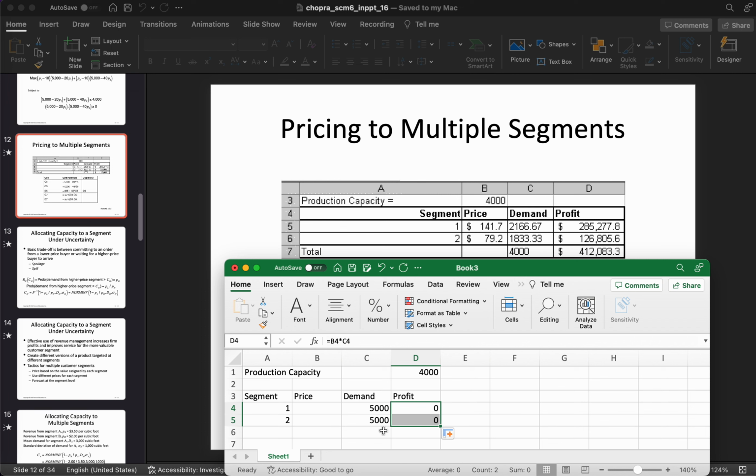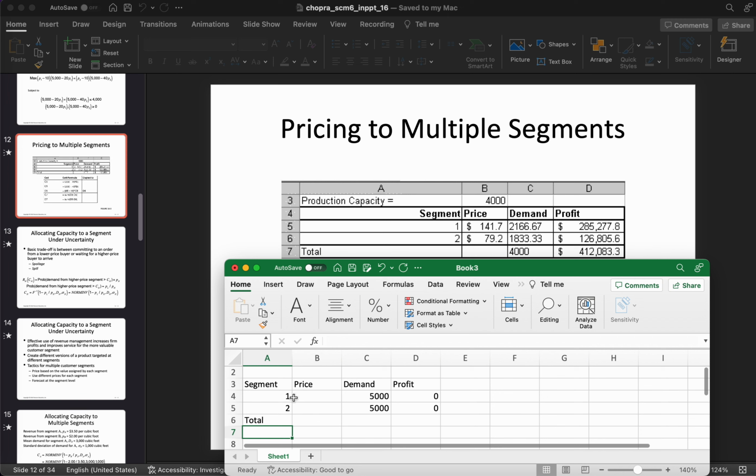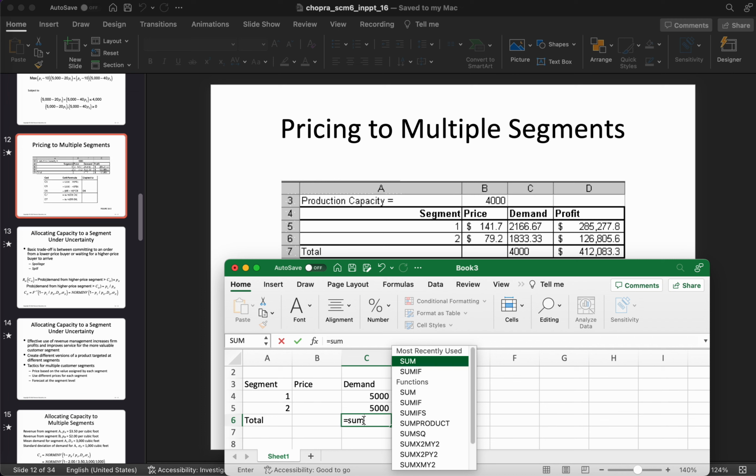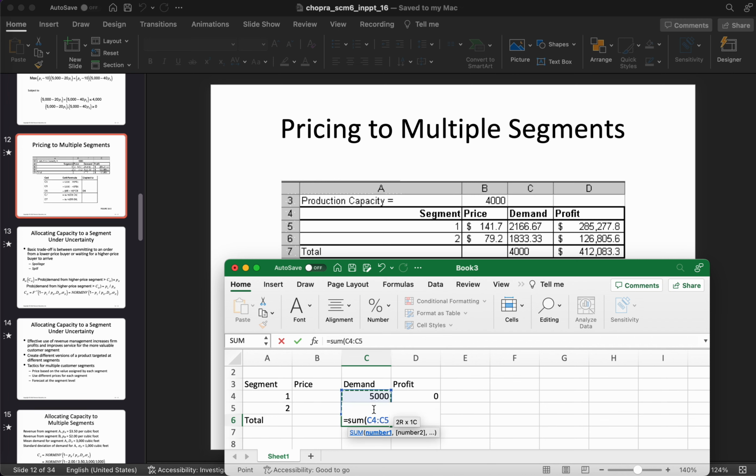That's pretty much it. Now, a few things that we can do. One is total demand, the sum of all demand, and total profit, obviously. So you can have the totals here, total demand and total profit. Total demand represents how many units you can sell, and we have a capacity of 4,000. So that's something to keep in mind.